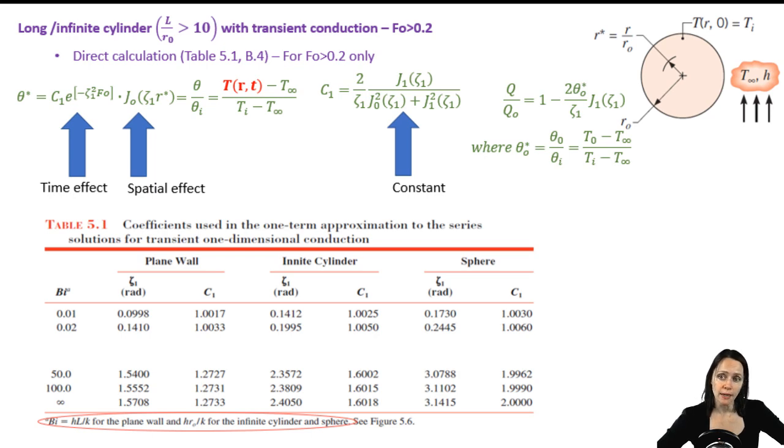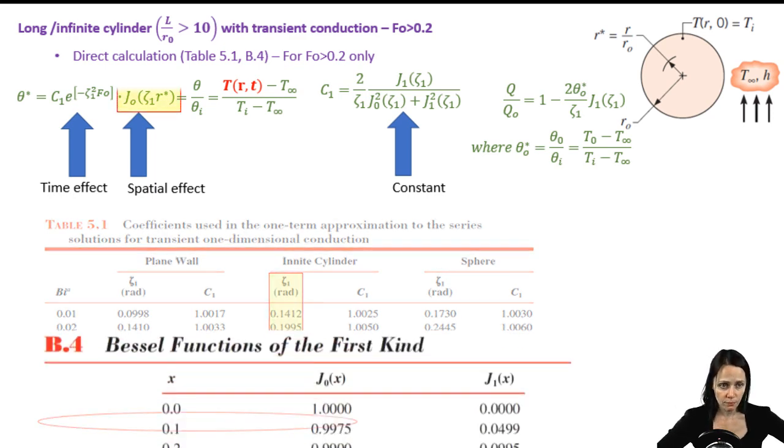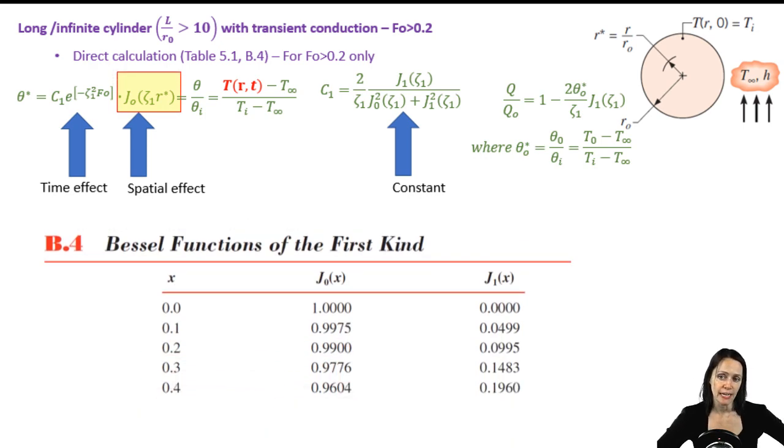So you get your Biot number and you read off the corresponding zeta 1 value. Now you're ready to look up what happens when you plug in that zeta 1 value to your Bessel functions of the first kind in your equations up there. That information is found in the appendices in table B4. You just go to your zeta 1 value, which is the x value in this table, and get the corresponding Bessel function to plug into your equations at the top.